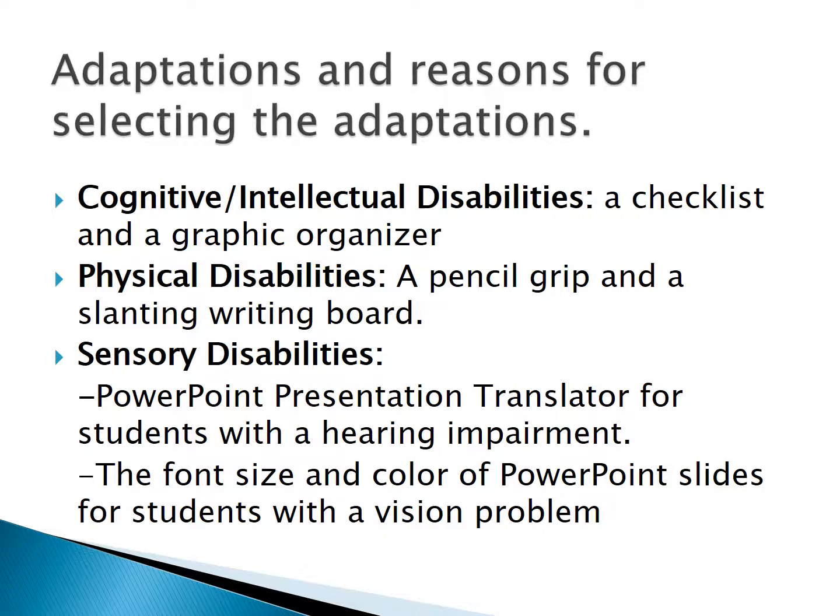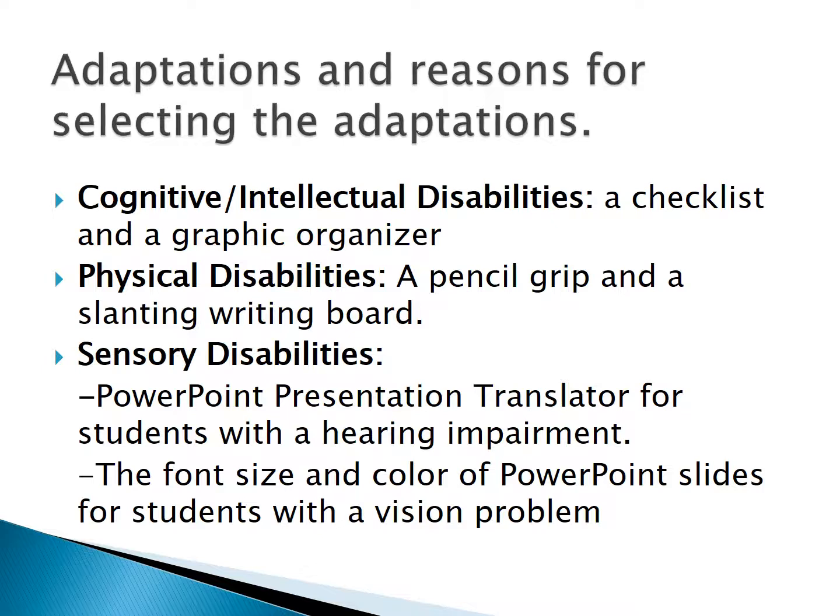For students with physical disabilities such as cerebral palsy who struggle with writing because of their physical disabilities, a pencil grip and a slanting writing board will be used. With a pencil grip and a slanting writing board, they can write more easily, or they can adjust the angle of the slanting writing board.